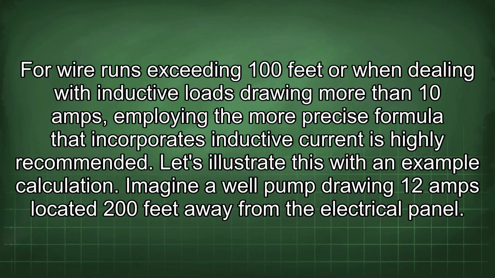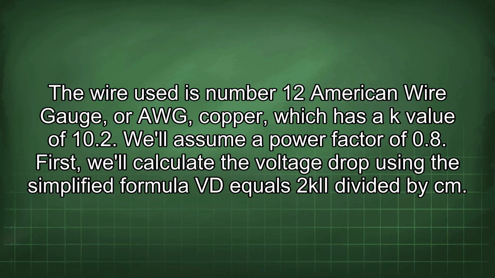Imagine a well pump drawing 12 amps located 200 feet away from the electrical panel. The wire used is number 12 American Wire Gauge, or AWG, copper, which has a K value of 10.2. We'll assume a power factor of 0.8.